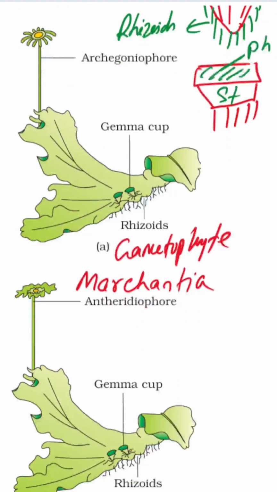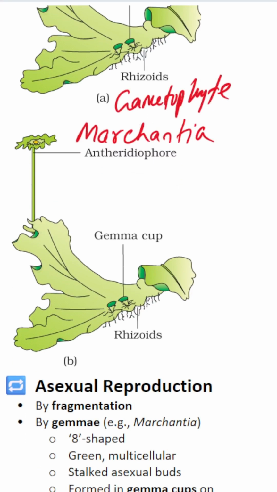Now let's move to the lower part, and this is the other type of plant. Also a gametophytic Marchantia with gemma cups present, and this structure is the antheridium, the male sex organ, and this is the stalk. So this is the male sex organ that is called the antheridium. Got it? So this is the antheridium present.